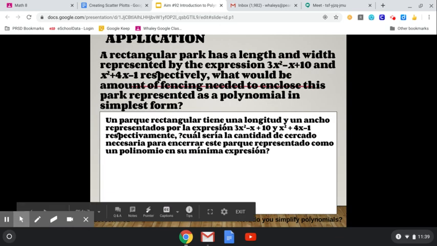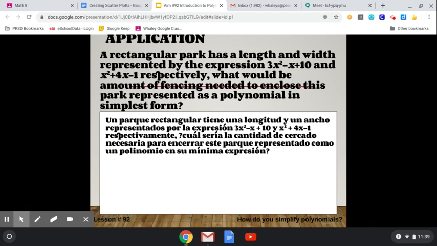All right, last question. It's also in Spanish as well. It says a rectangular park has a length and width represented by the expression 3x squared minus x plus 10 and x squared plus 4x minus 1 respectively. What would the amount of fencing needed to enclose this park be, represented as a polynomial in simplest form?